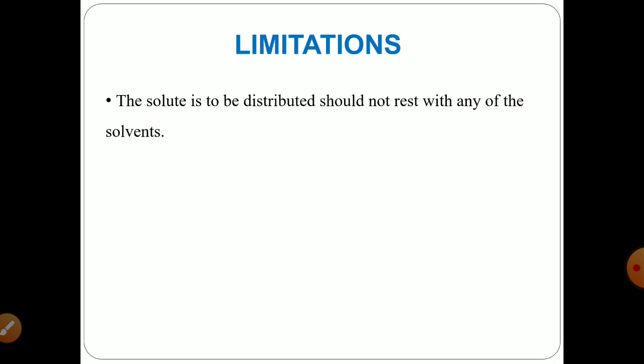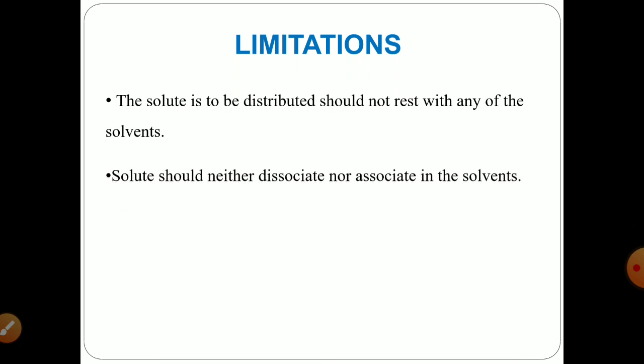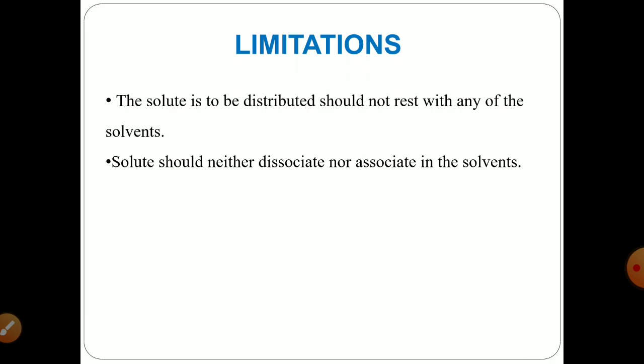The first limitation that Nernst distribution law has: the solute to be distributed should not rest with any one of the solvents, meaning the solute should not have affinity toward only one of them, otherwise it will get dissolved there. So as to have the distribution, the important thing is that it should have affinity toward both solvents, and distribution is possible in that case only.